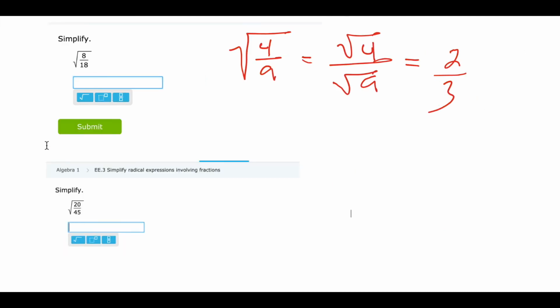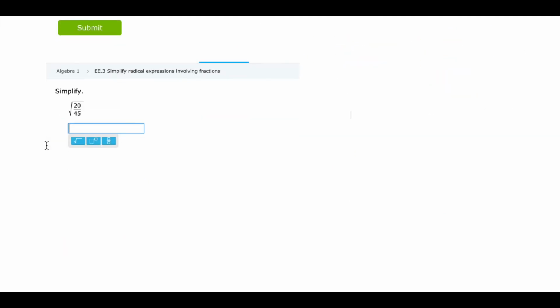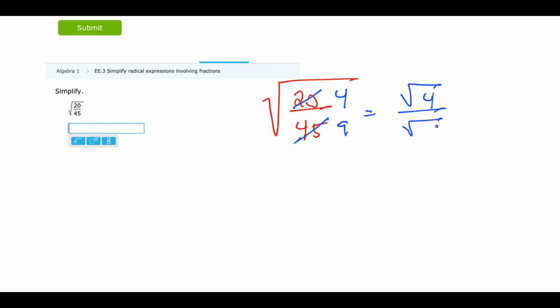Right, what do we do? First, what do they have in common? They have a 5 in common. All right, so what are we gonna do? Divide each by 5, so we get root 4 over square root 9. 5 goes into 20 4 times, 5 goes into 45 9 times, and that becomes the square root of 4 over the square root of 9, which becomes 2 over 3. Okay.